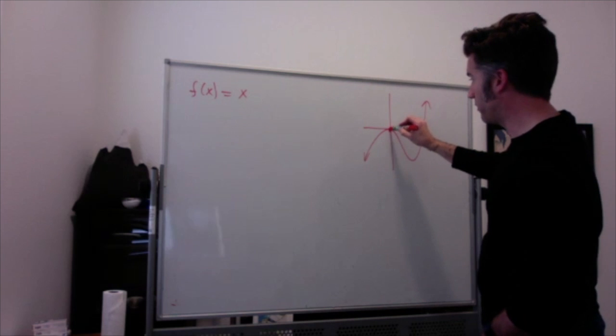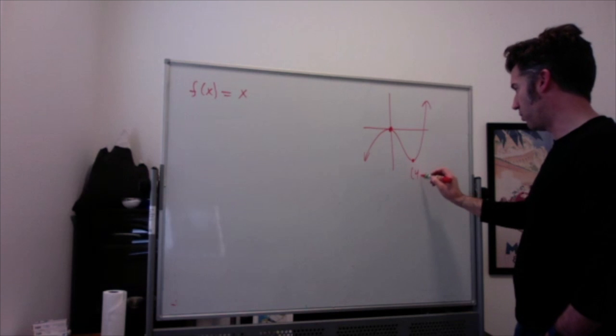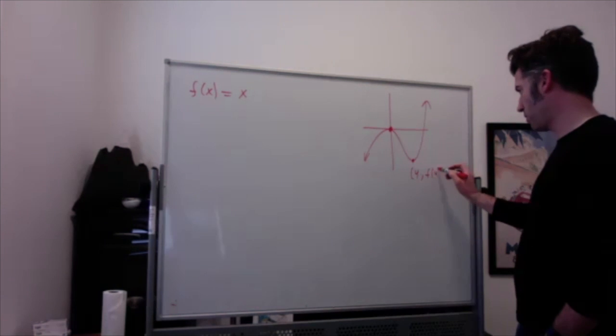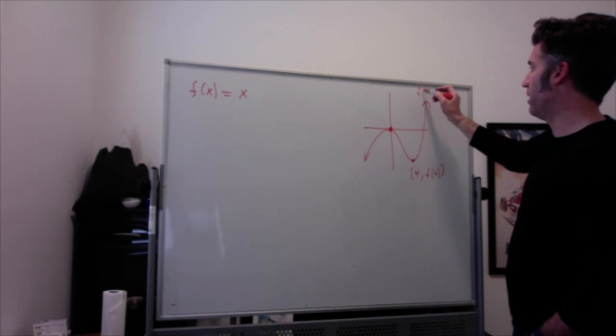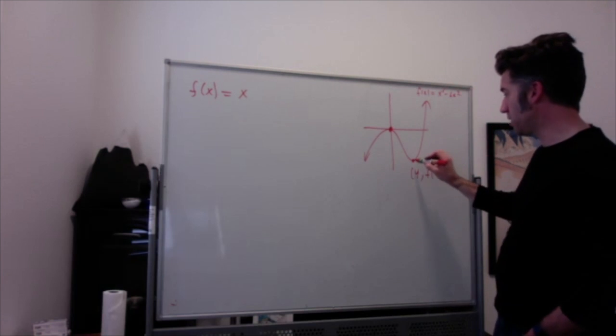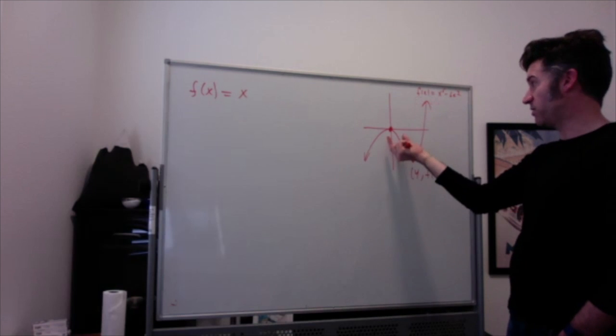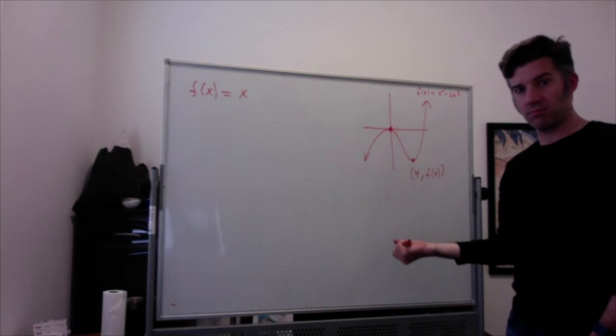Right, here's our relative maximum at 0, 0. Here's our relative minimum at x equal to 4, y equal to f of 4. Right, this is f of x equals x cubed minus 6x squared. And you can see, right, here at this relative minimum, it's concave up. Here at this relative maximum, it's concave down.